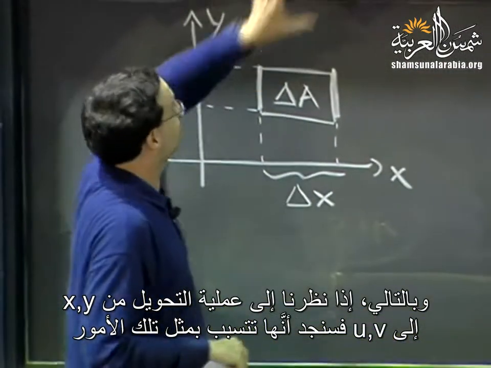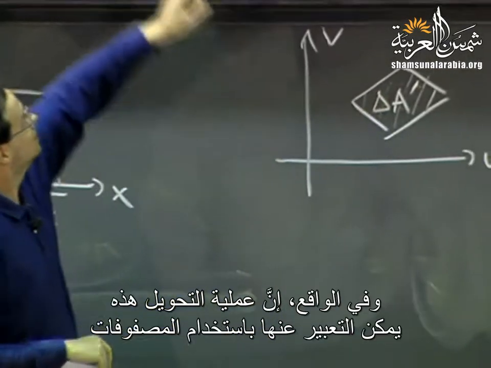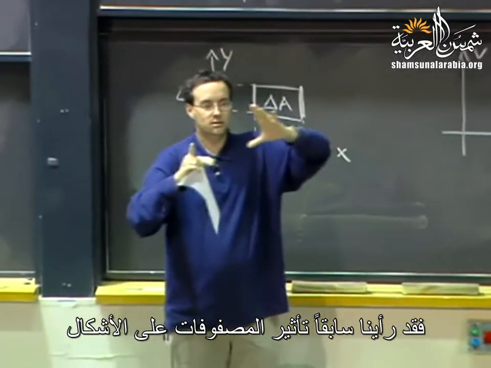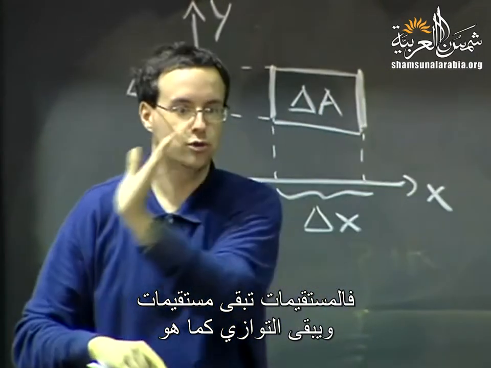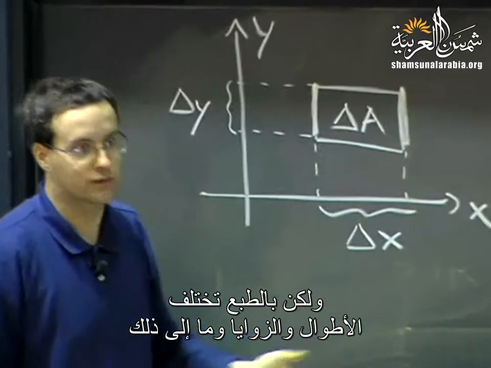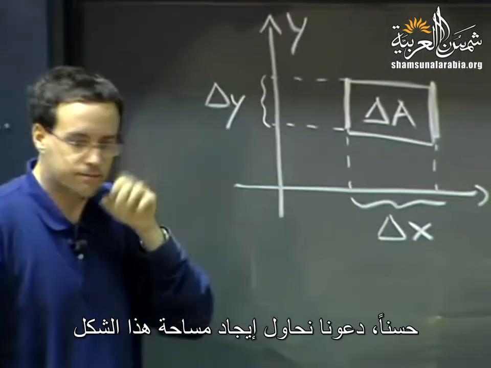So if you just look at what the transformation from xy to uv does, it does this kind of thing. Actually, this transformation you can express by a matrix. And remember, we've seen what matrices do to pictures. They just take straight lines to straight lines. They keep the notion of being parallel, but of course they mess up lengths, angles, and all that.